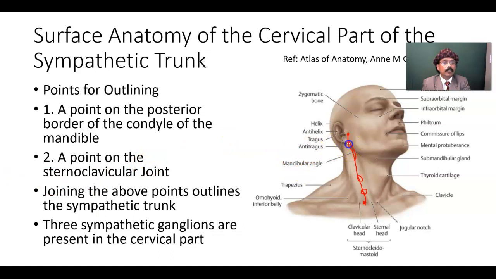The superior cervical sympathetic ganglion is usually fusiform and large in size. Large size, fusiform, and it has multiple branches.